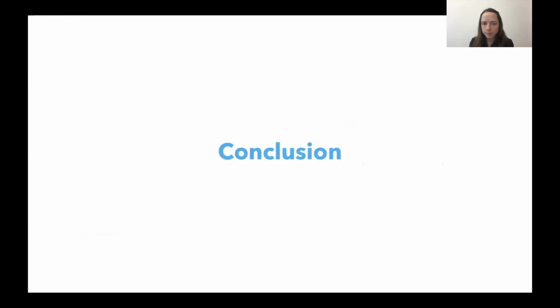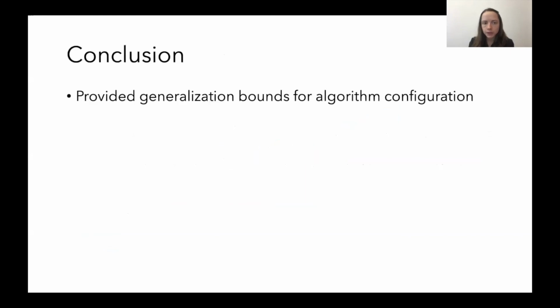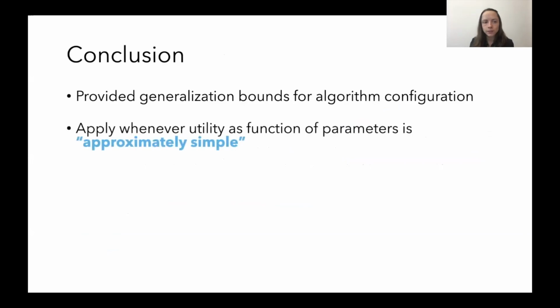Now I'll just wrap up with a conclusion. In this paper, we provide generalization bounds for algorithm configuration. And our bounds apply whenever utility or algorithmic performance as a function of the parameters is approximated by a simple function. And we see that this is indeed the case in a lot of settings, such as integer programming and algorithm configuration.